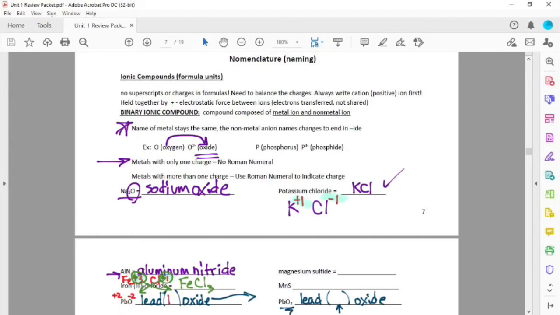So this is going to become lead(II) oxide, using those Roman numerals here. This is not going to be lead(II) oxide over here, but go ahead, work on those couple of examples you've got to do over here, and we will check them in class together.